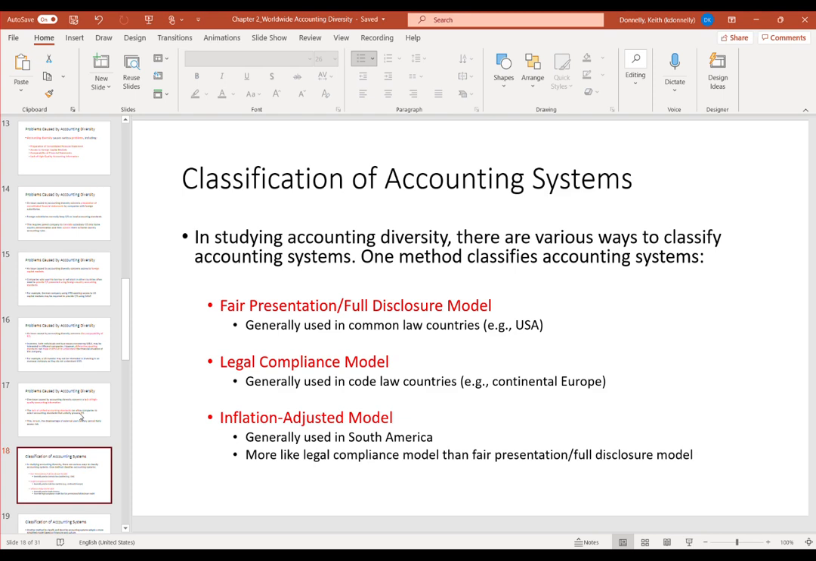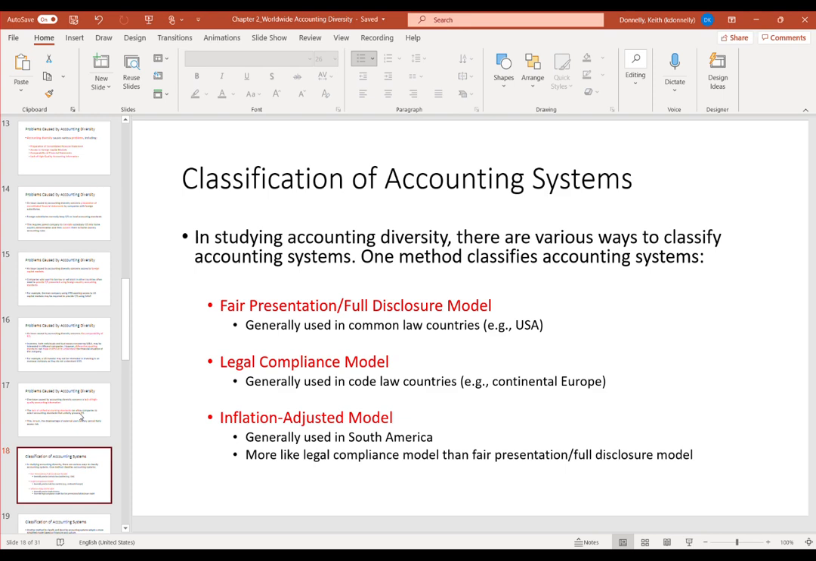So in studying accounting diversity, right, there's going to be various ways we can classify the accounting systems. We can look at it one way and classify it by like a fair presentation or full disclosure model. So this is like what we do in the USA, right? We want to have fair presentation, make sure we disclose as much as possible. We can have a legal compliance model. So this is generally used in code law countries. So hey, the law will tell us how we have to prepare and show our financial statements.